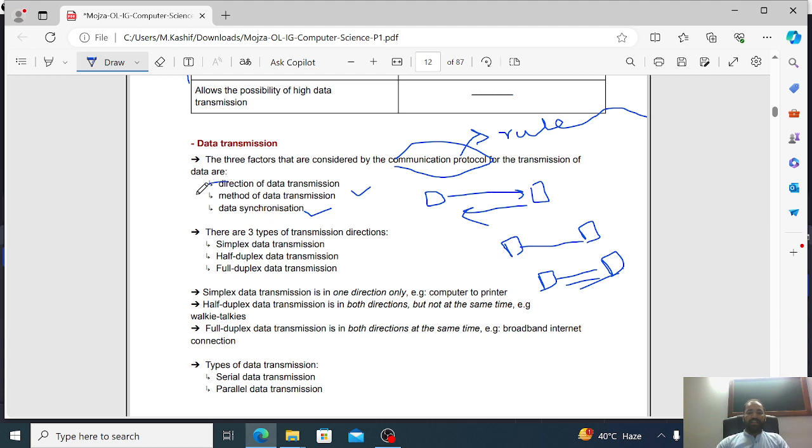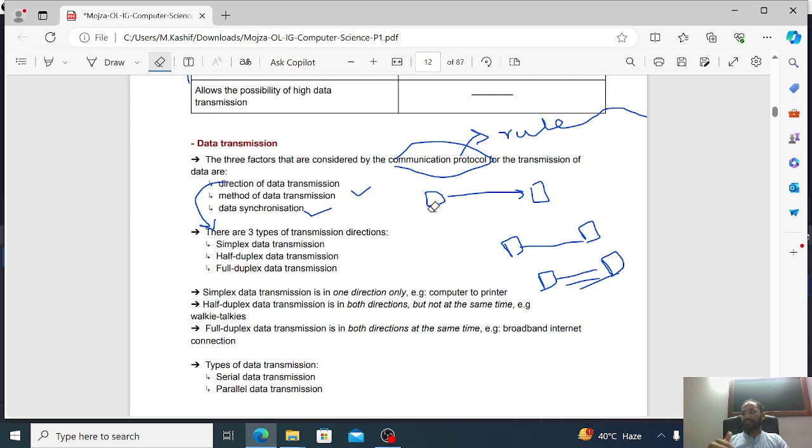So the first thing is direction. There are three main points related to direction: simplex, half duplex or full duplex. Simplex means data is transferring between these two devices one way. Data can transfer from one side to another, but data will not come back to this device. A famous example of simplex data transmission is your home TV and remote. You can send the signal from your remote to your television. The television will never send a signal back to your remote.